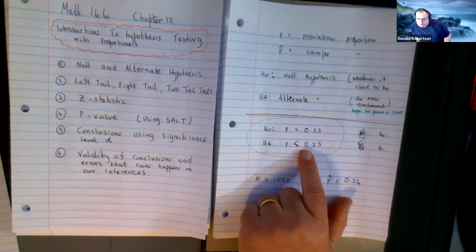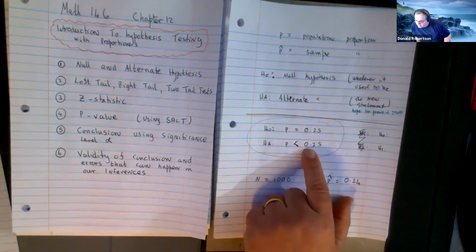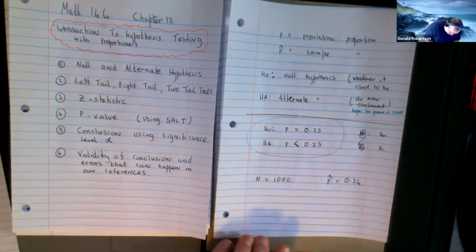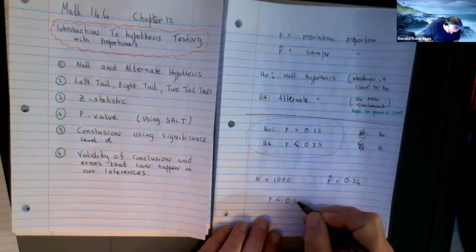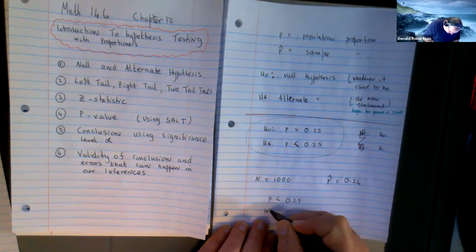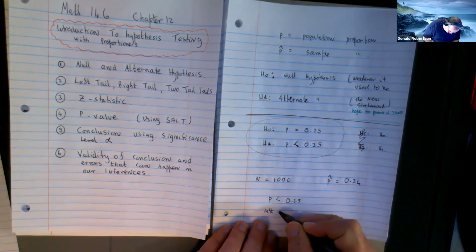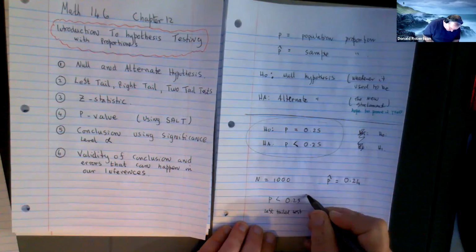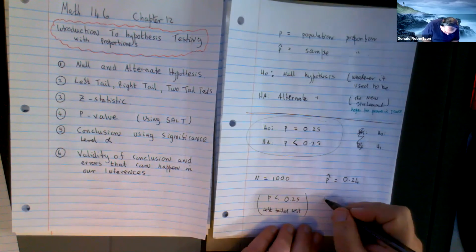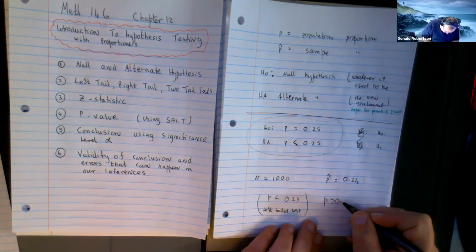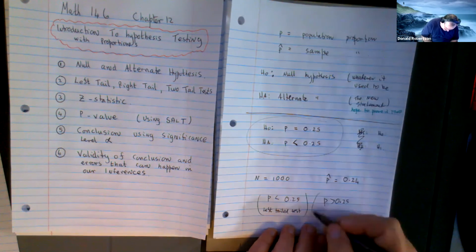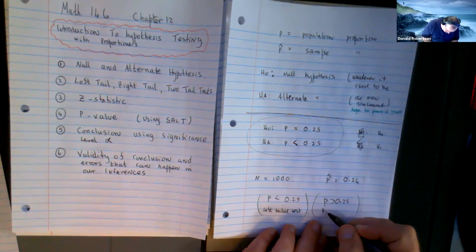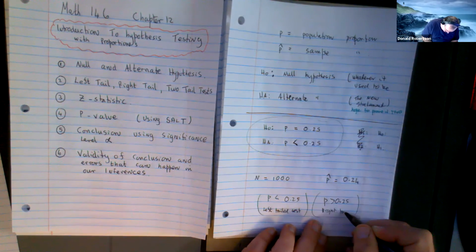In this case, I'm trying to prove that P is less than a number. And when you're trying to prove P is less than a number, that's called a left-tailed test. In a different world, suppose I was trying to prove that actually more people like pickles. That would be called a right-tailed test.